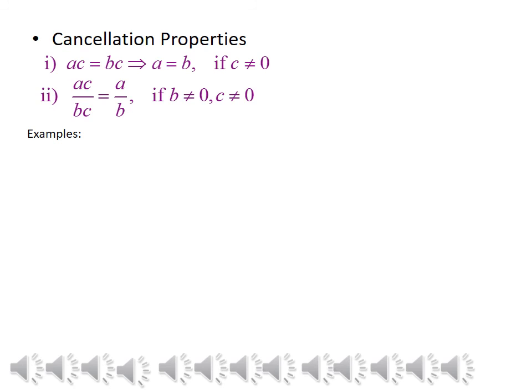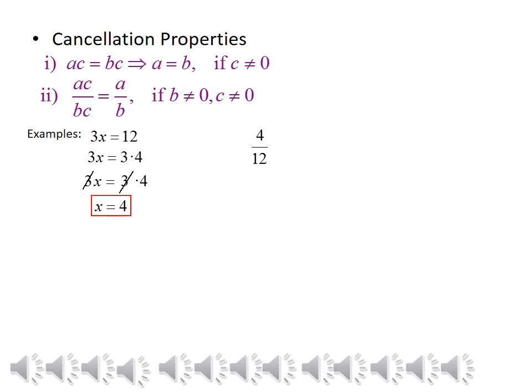So let's look at a couple of examples that use these cancellation properties. First, we have 3x equals 12. In order to use the cancellation property, we want to rewrite 12 so that it has a factor that's common with 3 times x. So we can rewrite 12 as 3 times 4. So we have 3x equals 3 times 4. The 3 that is common on both sides of the equation will cancel out, leaving us with x equals 4.